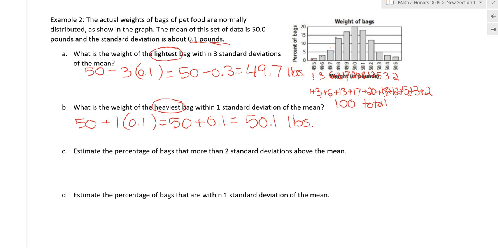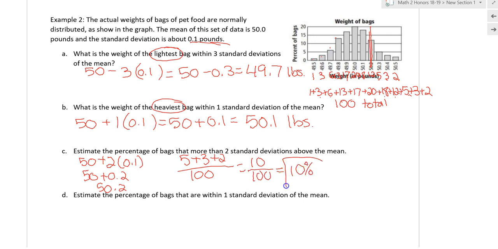So the percentage of bags that are more than 2 standard deviations above the mean. So I want 50 plus, right, because it's more than 2 standard deviations above. 2 standard deviations, which is 50.2. So there's my cutoff. Right, and that one's not part of it, so just 5, 3, and 2. Right, and since this is out of 100, it's very easy to say what the percent is. Right, 10%.